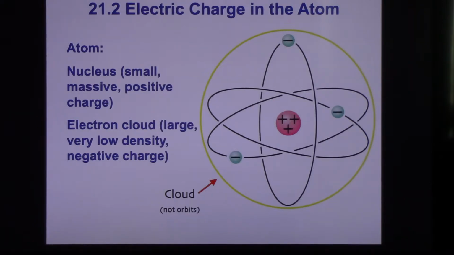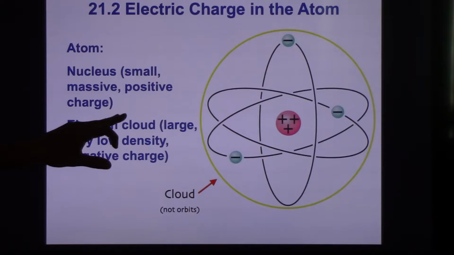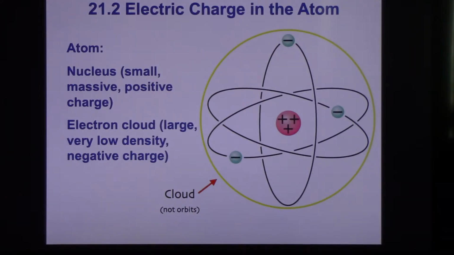Now, what they're pointing out here is that within the atom, they're just kind of giving us an idea of how charges are arranged. What's the configuration of arrangements of charges in atoms and molecules? Because that's the basis for all of the electric forces that we're going to be looking at. And what they're pointing out is the nucleus is small. It's got a lot of mass, and it's got a positive charge. Now, let's take a look at those properties.